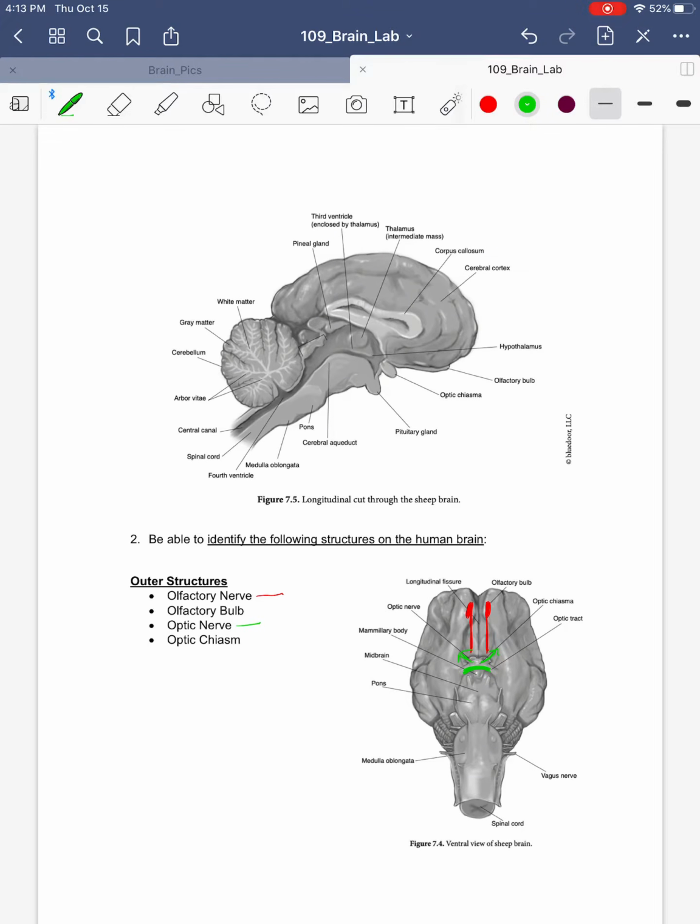So if we were to look at this up close, you have the optic nerves coming in and out. So this would be, in the person, their right side, their left side, and these nerves would go to the left eye and to the right eye. The region where they come together in the brain is called the optic chiasm.